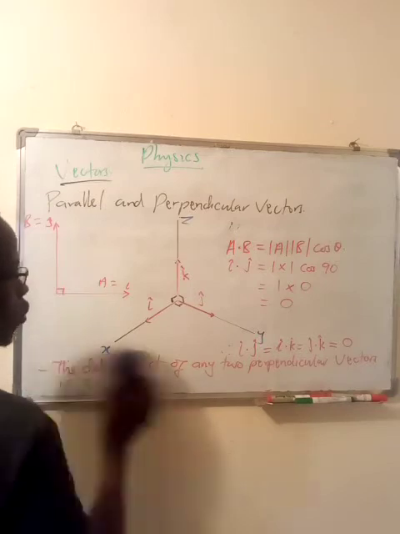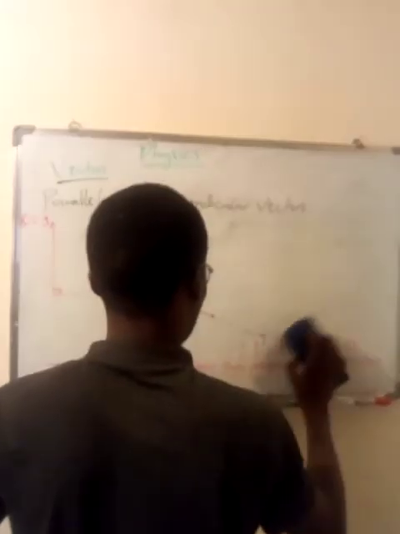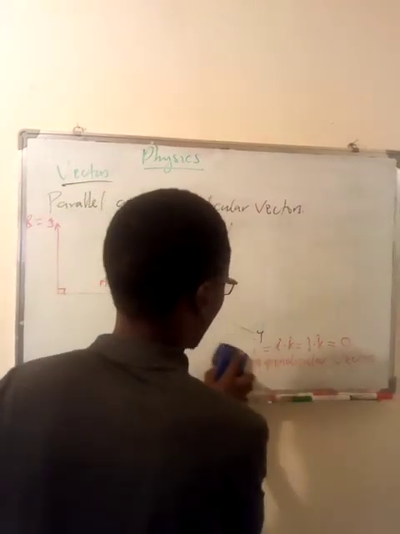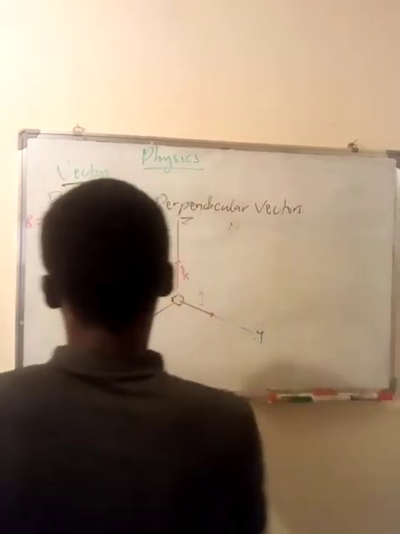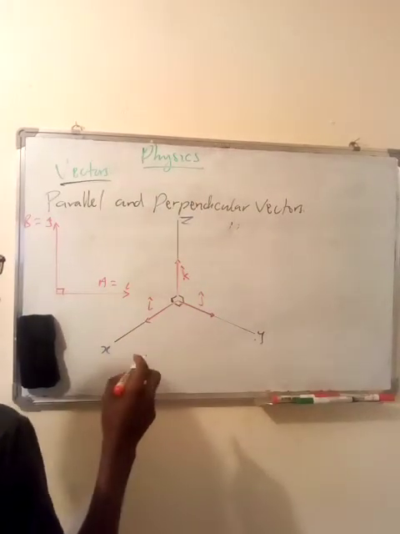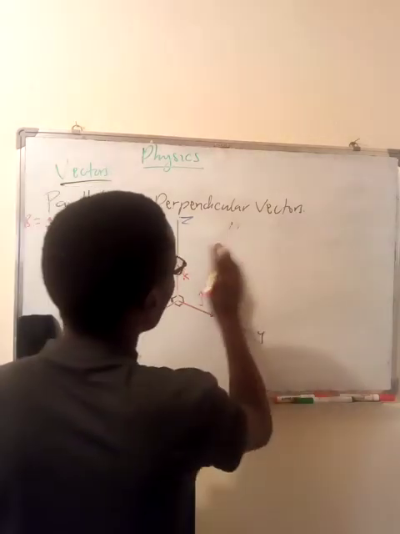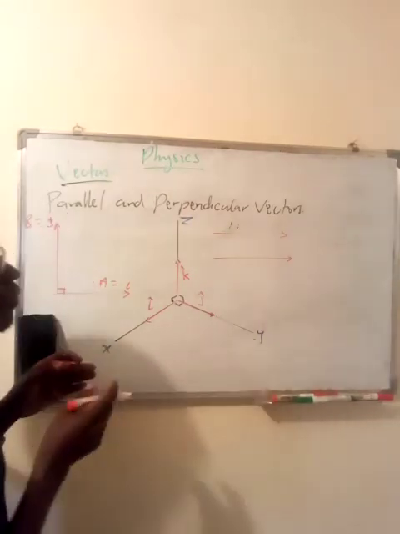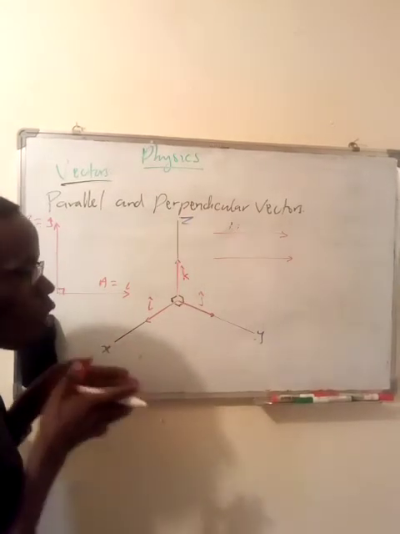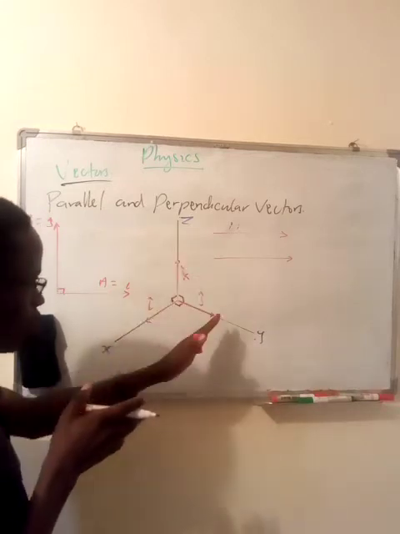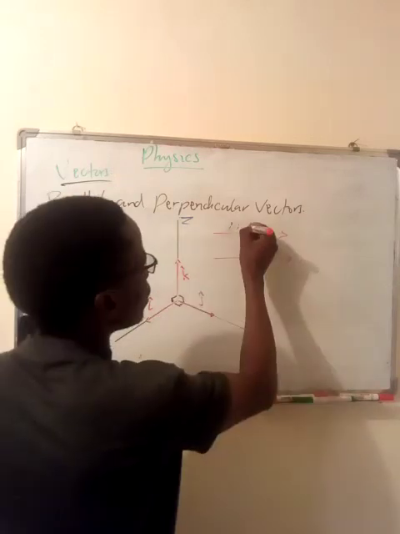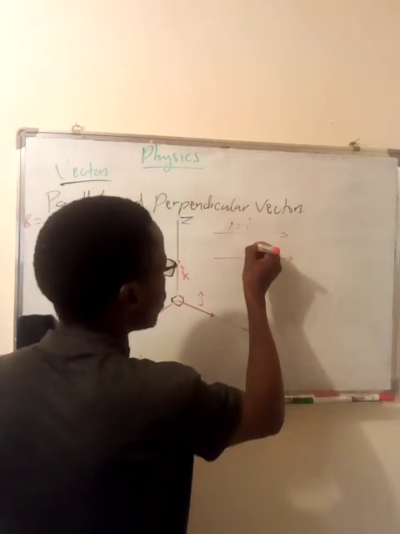So this can be I, and this should also be I. Or they can be pointing in the opposite direction. This one is pointing in the opposite direction, so it's going to be negative I. But what is the case here is that if they are pointing in the same direction, then the angle between them is 0 degrees. If they are pointing in the opposite direction, then the angle between them is 180 degrees.